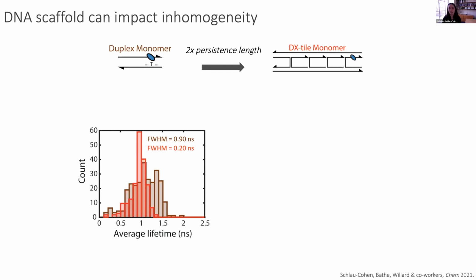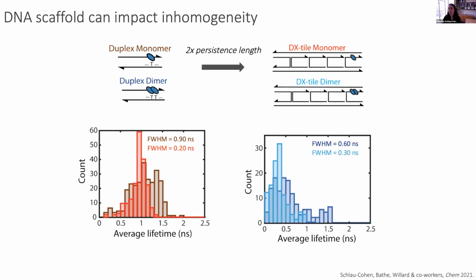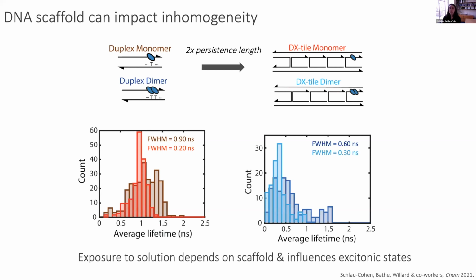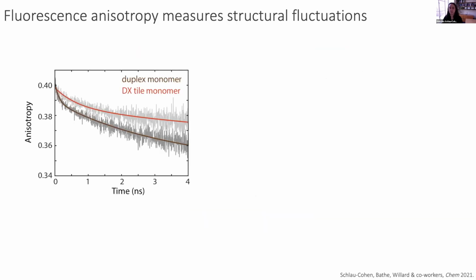So this data is for a monomer on the DNA. We see the same trend for a dimer on the DNA. And so this tells us that we can use the scaffold to control the width of the distribution of photophysical properties, which is related to the inhomogeneity of our system. And we know that those differences in lifetime are coming from differences in the exposure of the Psi3 to the solution, because it's known that Psi3 lifetime is dependent upon the exposure to the solution.